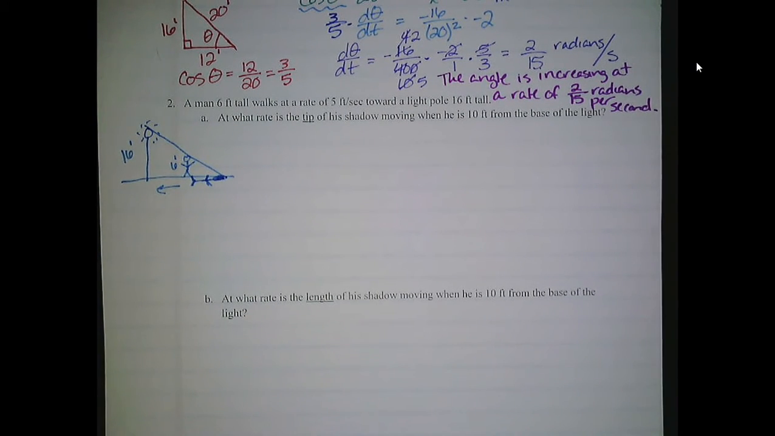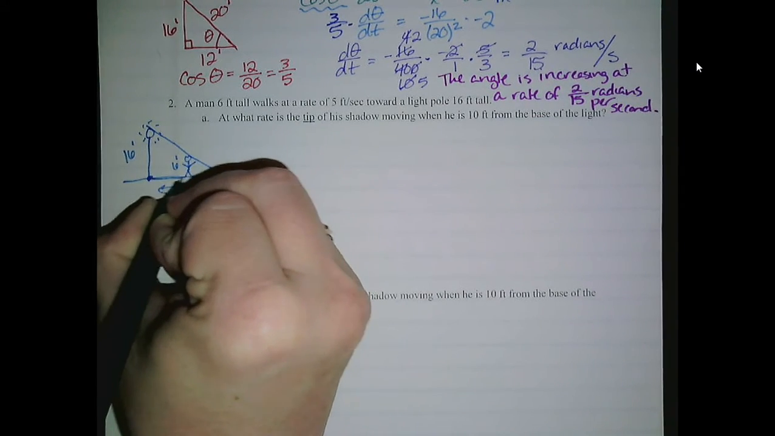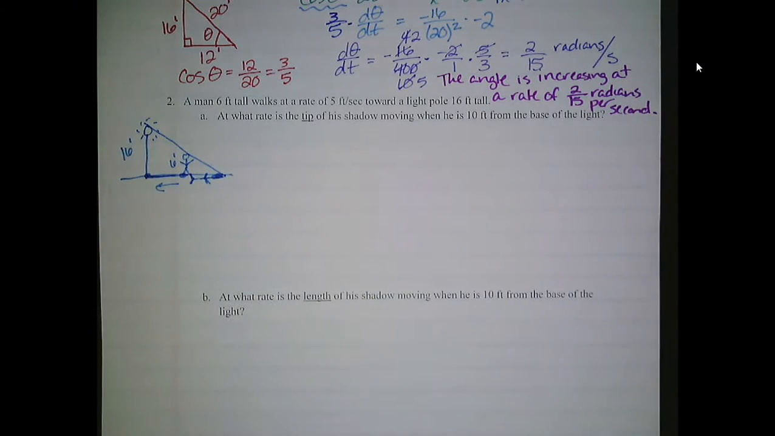So we need to define some different values here. We know that we're looking for the rate at which the tip of his shadow is moving, and the rate at which the length of his shadow is moving. And they have given us the rate at which he is walking towards the light pole. So I'm going to start with that piece of information. He is walking towards the light pole at a rate of 5 feet per second, which means that the distance between the man and the light pole is decreasing at a rate of 5 feet per second.